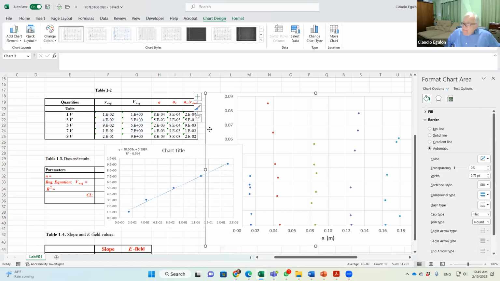Everybody did that? So 2 graphs, right? Let's see. 10:49. Let's go a little bit, let's see if we can go 5 or 10 minutes.